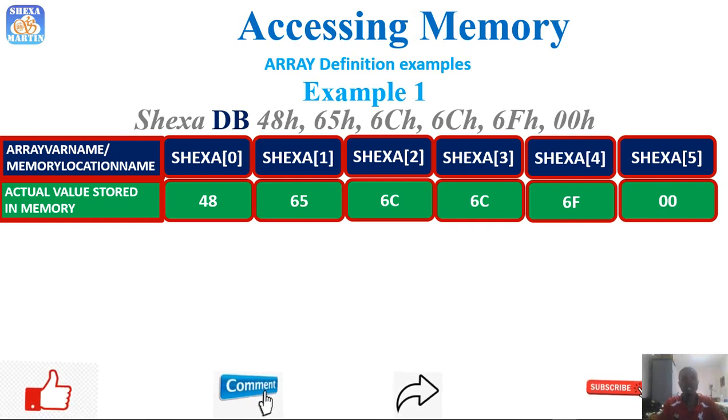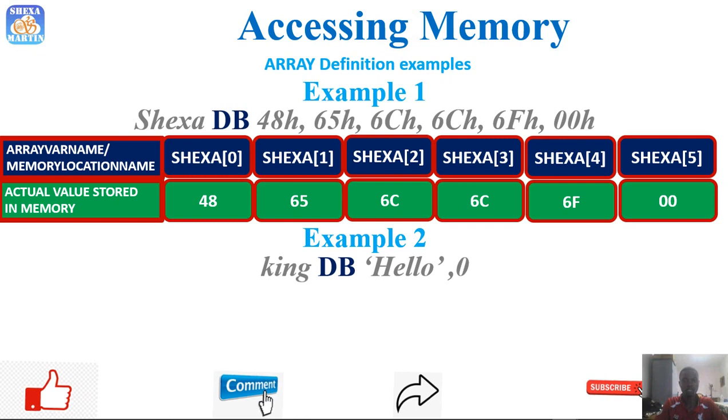Here we have already declared Shexa and initialized it to these bytes. So each value is 1 byte. We have 1 byte, 1 byte, 1 byte, 1 byte, 1 byte. All these variables, this one, this one, this one, and that one, share the same name, which is Shexa, and they share the same size, which is byte. Right, so we are done declaring this variable.